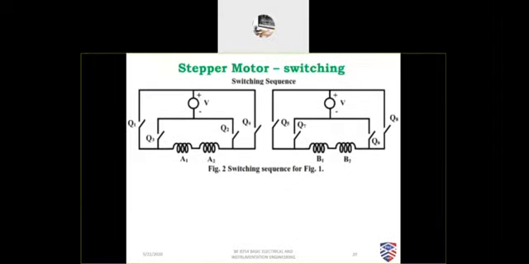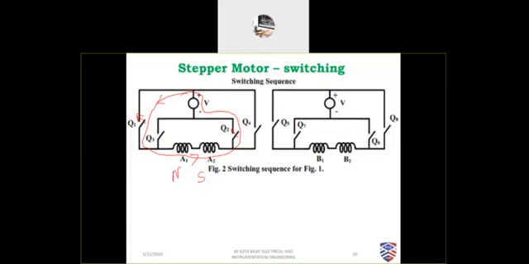Now because this is switching, look at it here. Suppose I close the switch Q1 and Q2. Now the current will flow like this. So A1 and A2 are excited, the current is flowing in this direction. So A1 will become N and A2 will become S.